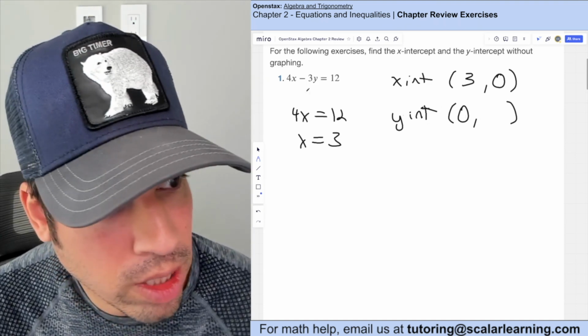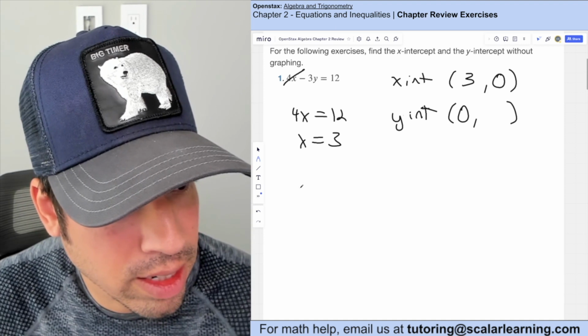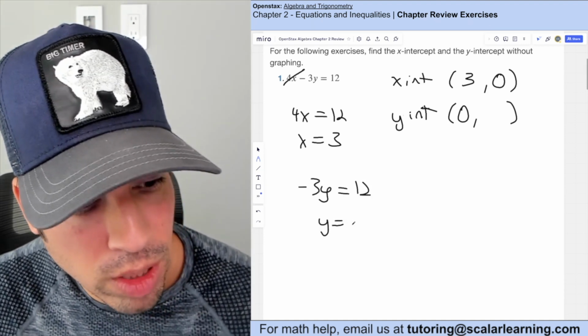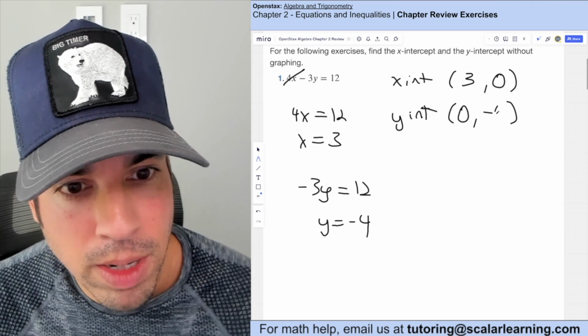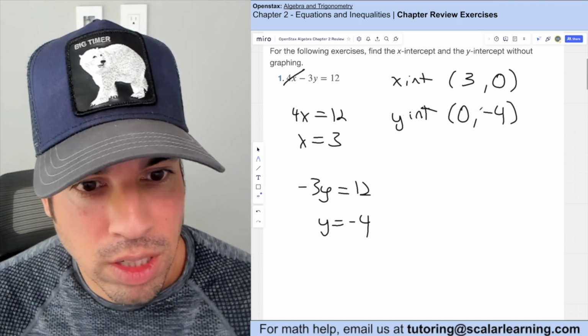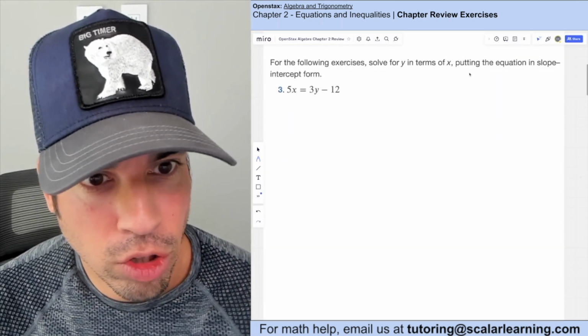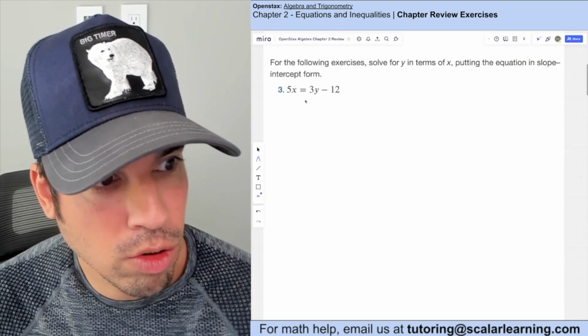Likewise, when I find the y-intercept, I plug 0 in for x, and I get negative 3y equals 12. Divide both sides by negative 3, y equals negative 4. So my x-intercept is (3, 0). My y-intercept is (0, negative 4). Done. For the following exercises, solve for x in terms of y, putting the equation in slope-intercept form.